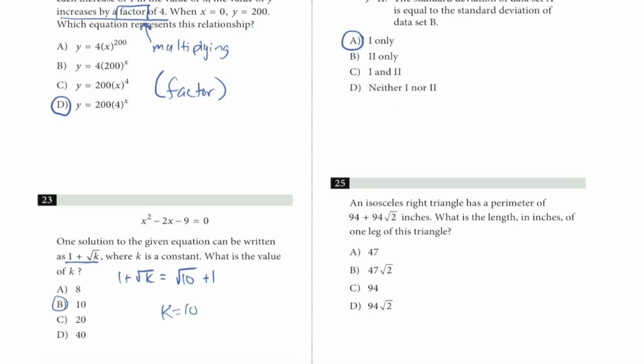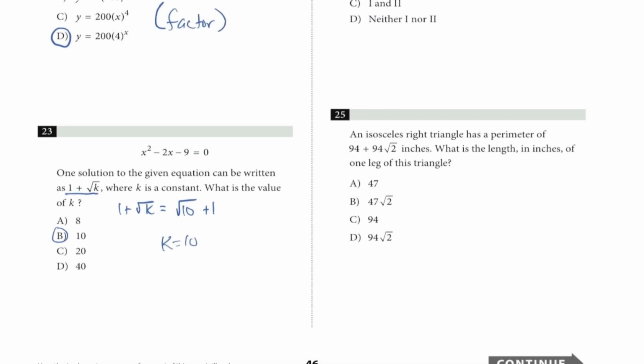All right, number 25. An isosceles right triangle has a perimeter of 94 plus 94 square root of 2 inches. What is the length in inches of one leg of this triangle? So I'm going to draw the triangle. It's an isosceles right triangle, so I know it's a right triangle, and isosceles means that the 2 legs are the same. Here they're asking for one of the legs of this triangle.